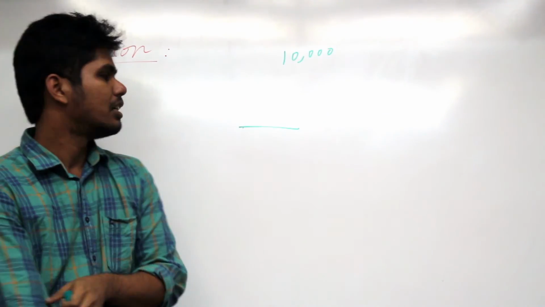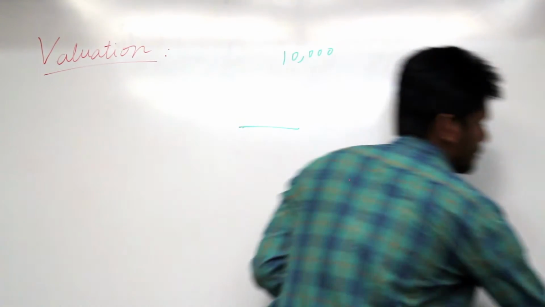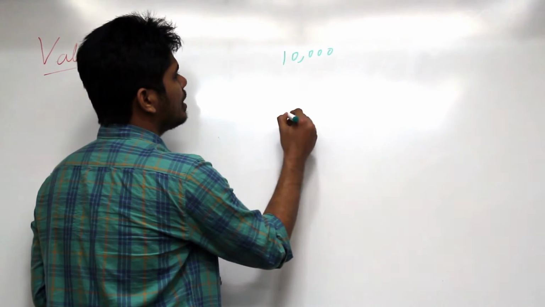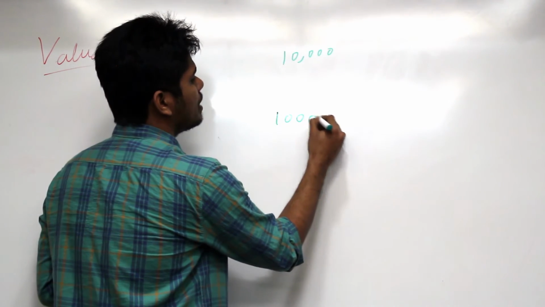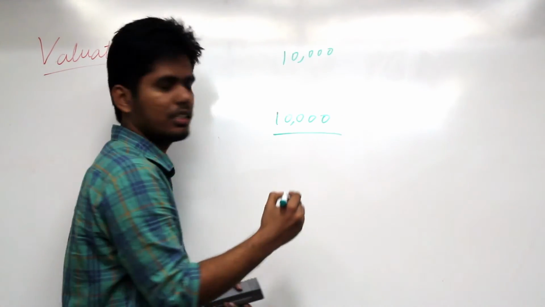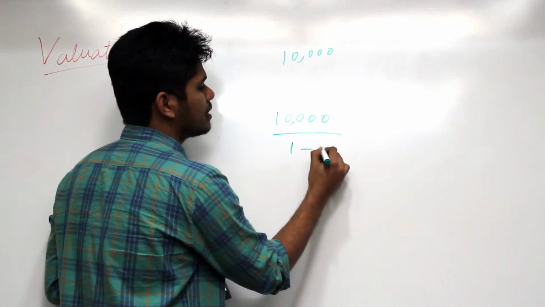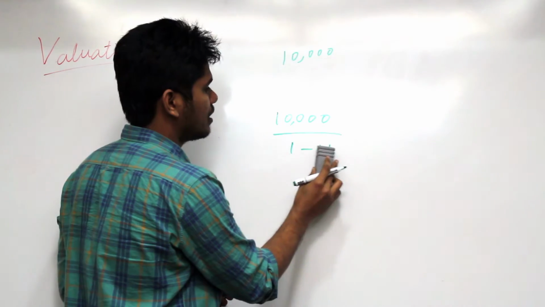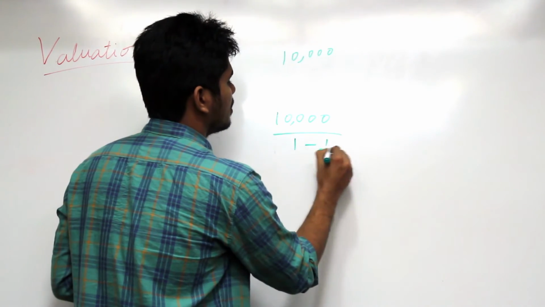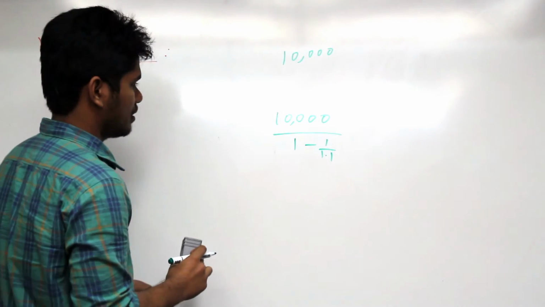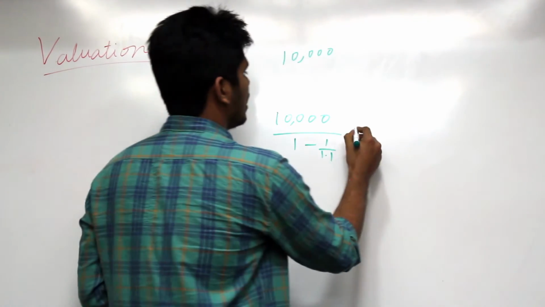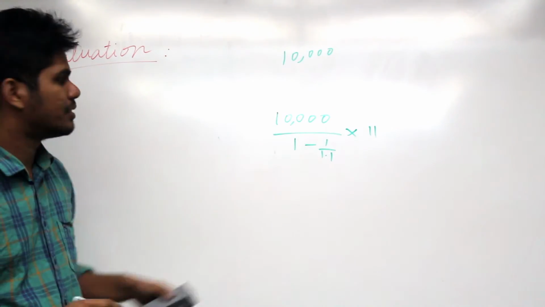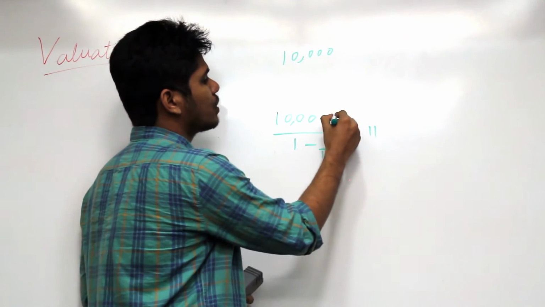So it's not increasing. The value will be 10,000 using the infinite series formula, 1 by 1 minus 1 by 1.1. So this will be around 11 times of it, roughly. This is per month, so multiply by 12.